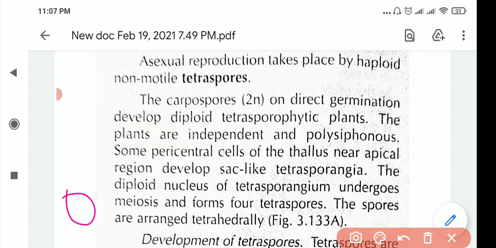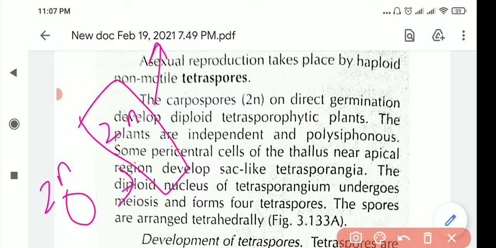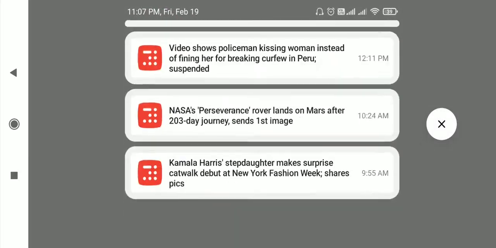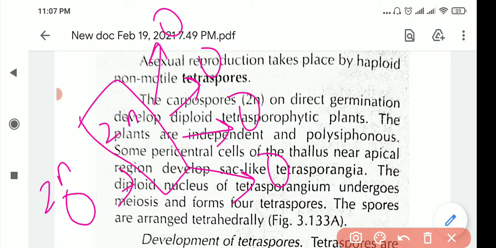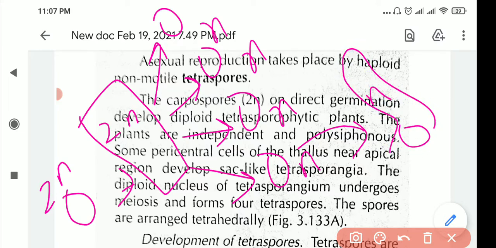This is the carpospore. It will germinate to produce a tetrasporic plant, and then one of the cells will undergo meiosis to produce haploid tetraspores. These are all N. This is N, this is N, this is N, this is all haploid. Then these spores will germinate again into haploid plants.